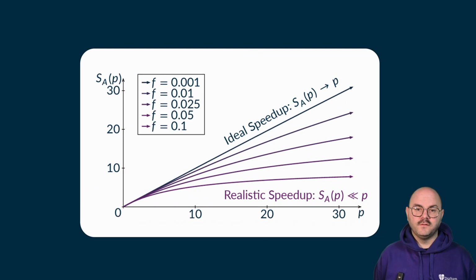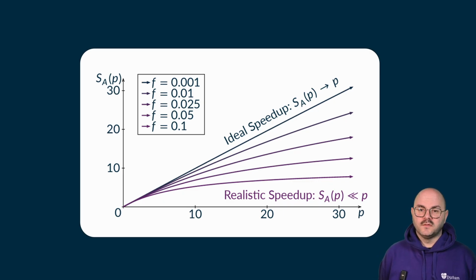When f equals 0, then Amdahl's law predicts perfect scaling for arbitrarily large p. Now, no real computer has infinite processors, and no real computational problem is completely divisible. Thus, we leave the ideal case as an exercise for the viewer.